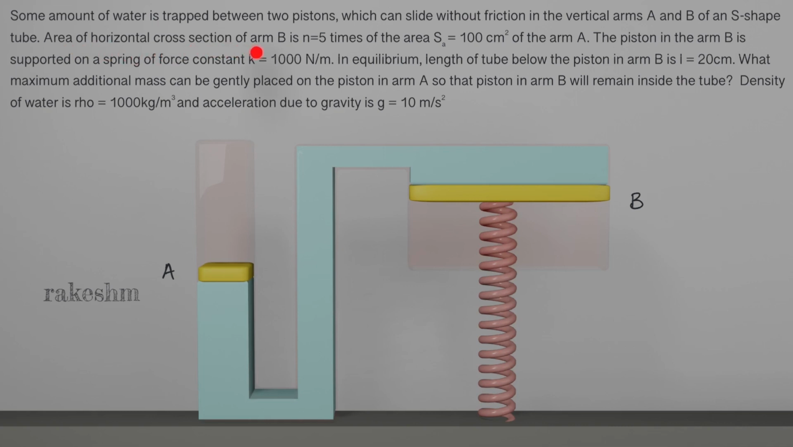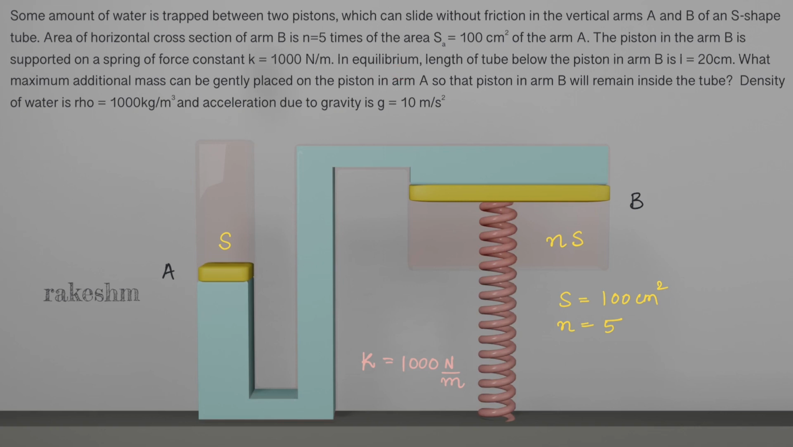The area of horizontal cross section of arm B is n equal to 5 times the area S_A equal to 100 centimeter square of arm A. So the cross section of this tube is, let us say, S, then the cross section of this tube is n times S, where n equals 5. The piston in arm B is supported on a spring of force constant K equal to 1000 Newton per meter. So this piston is supported by a spring of spring constant K equal to 1000 Newton per meter.